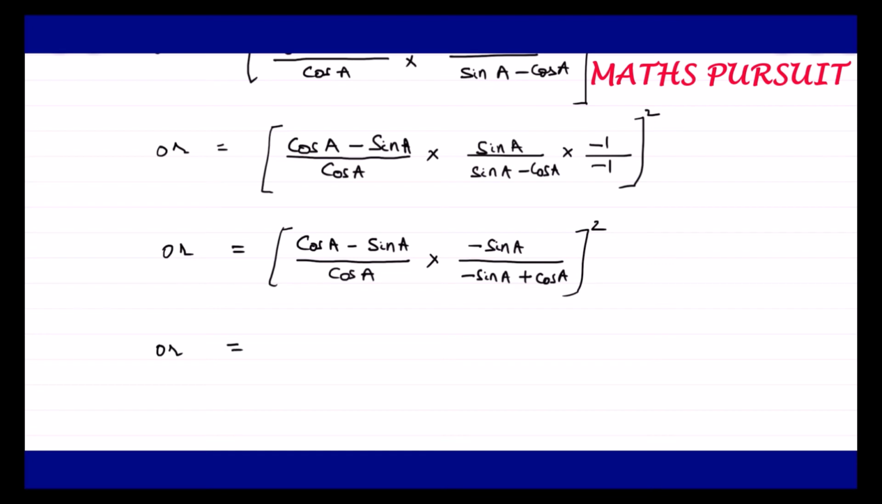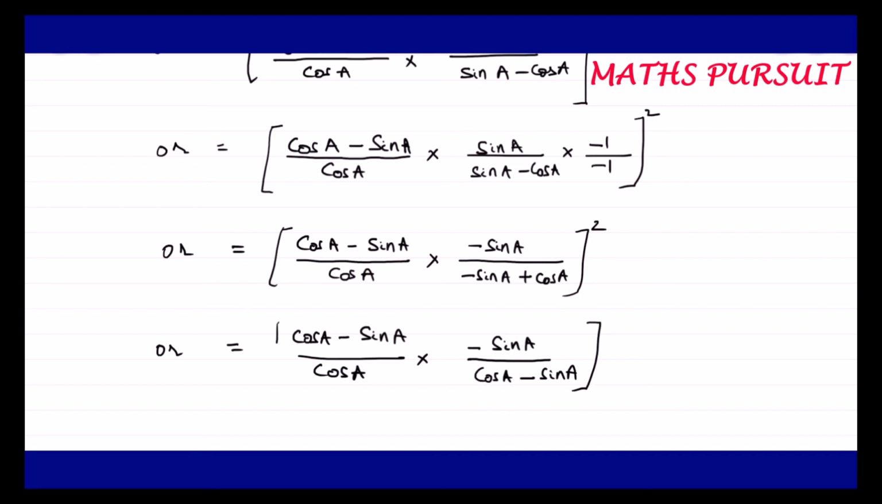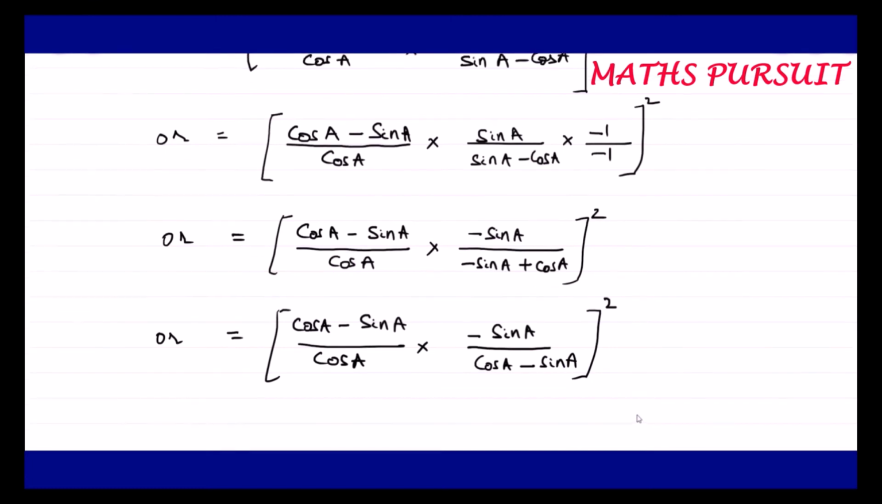This one is equal to, in this step, I am just going to rearrange the equation: cos A minus sin A upon cos A into minus sin A upon, I am just rearranging this equation. So instead of minus sin A plus cos A, I am going to write this as cos A minus sin A, whole square. Hope guys till here we are pretty clear.